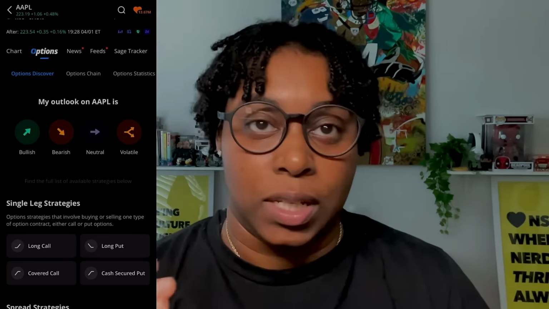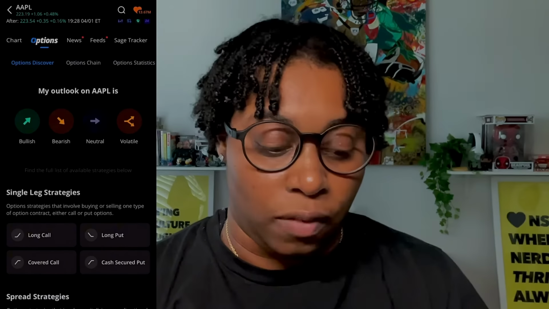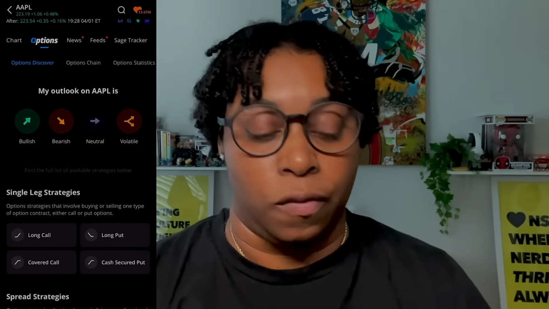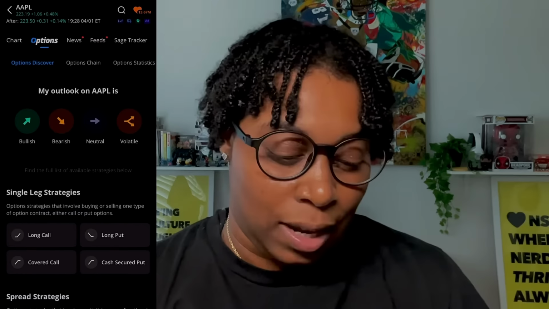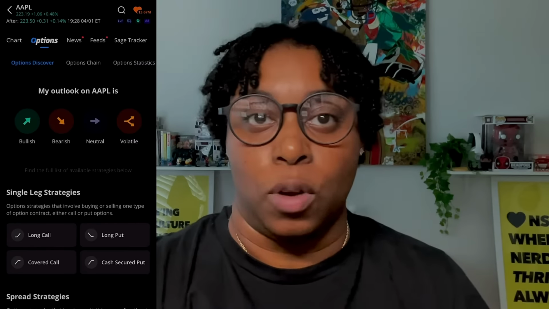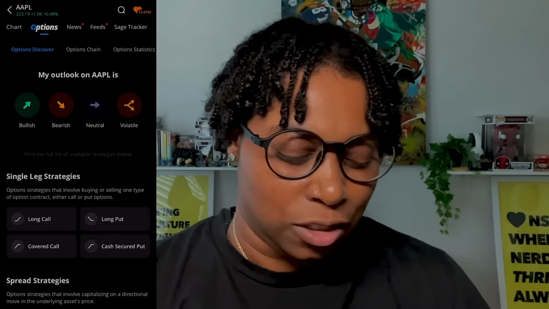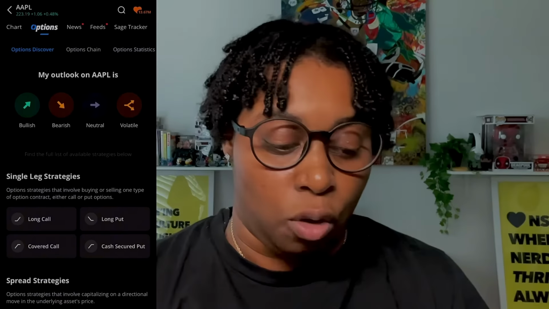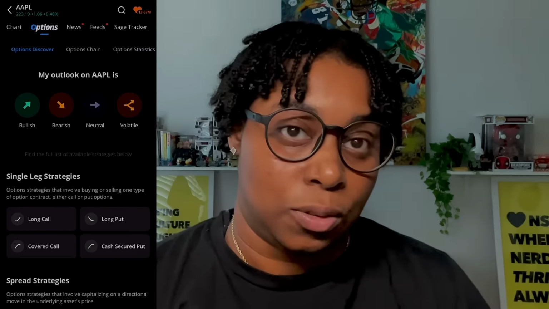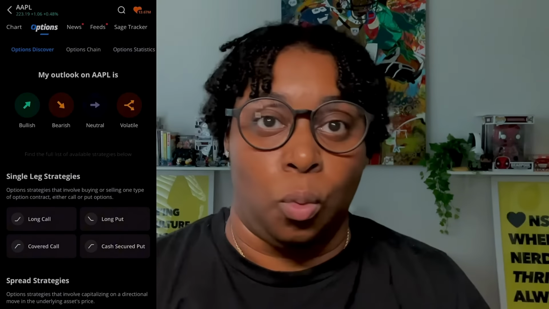Let me do a really quick overview of the option discovery page. It says my outlook on Apple is bullish, bearish, neutral, or volatile. Now, depending on when you did your application with Webull, if you're level 1, 2, 3, or 4, you may not even be able to trade the neutral and volatile, the last two, okay? Because it keeps you where they believe you are more experienced, or whatever you set up on your Webull application. More than likely, you will just be able to enter long calls or long puts and only use the bullish and the bearish. When I first opened my Webull account, those were the only two that it allowed me to select until I upgraded the level on my Webull.